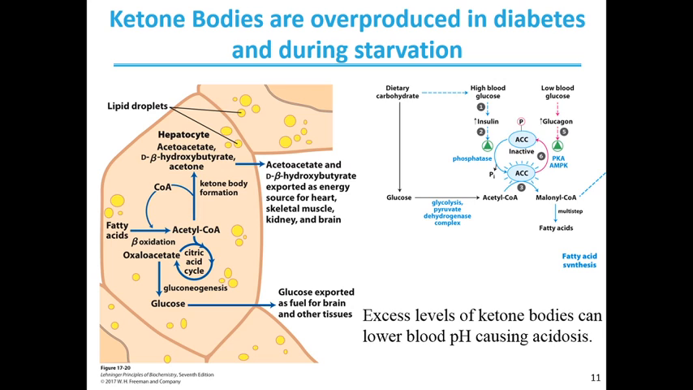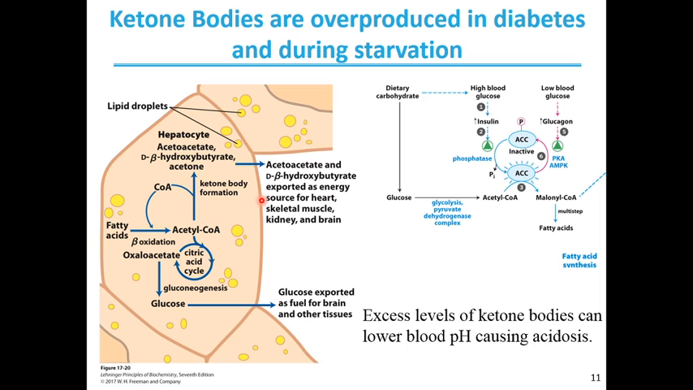Ketone bodies are overproduced in conditions such as diabetes and during starvation. How does this happen? Let us consider what happens during starvation. During starvation, the process known as gluconeogenesis is upregulated. This means that the citric acid cycle is downregulated and the intermediates in the citric acid cycle are diverted towards making glucose, hence gluconeogenesis. As a result, acetyl-CoA cannot enter the citric acid cycle and is diverted towards making ketone bodies.